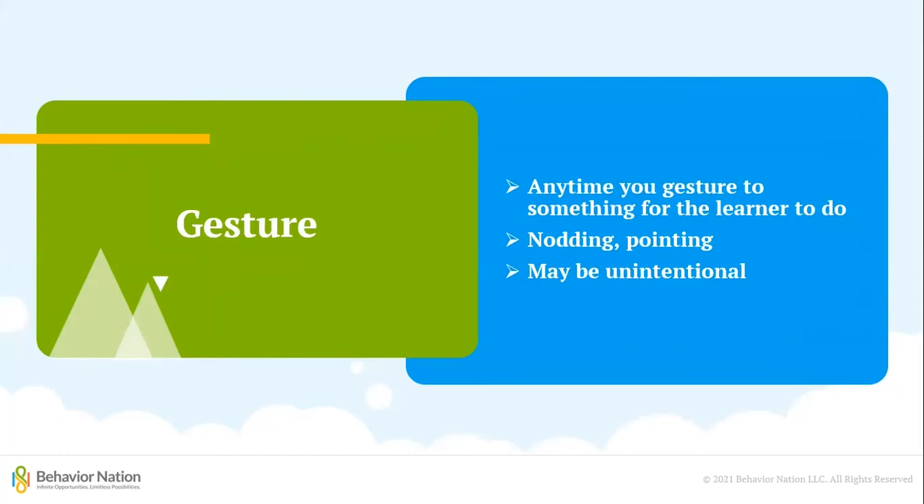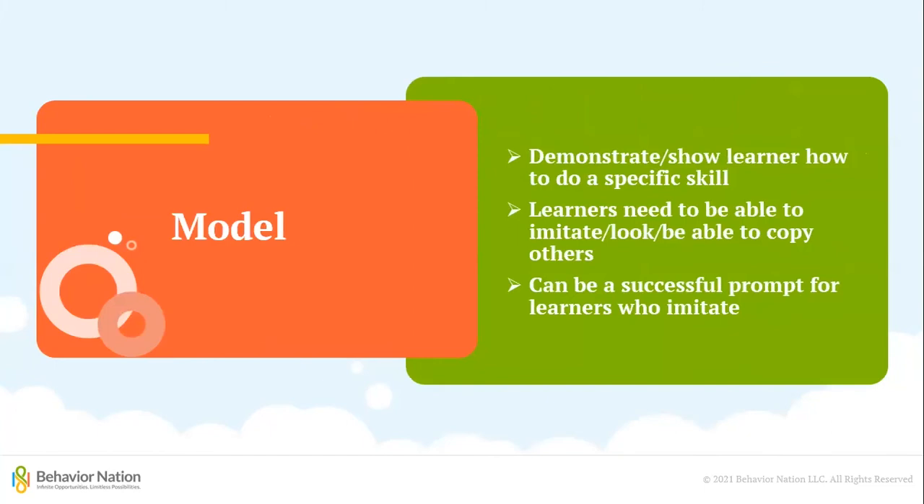Next, we will be moving on to model prompts. A model prompt is when we demonstrate or show the learner how to do a specific skill. For example, we may demonstrate how to put a book on the table. However, to be able to use a model prompt, the learner must first be able to look at others and be able to copy the actions of others. This can be a very successful prompt for learners who imitate.